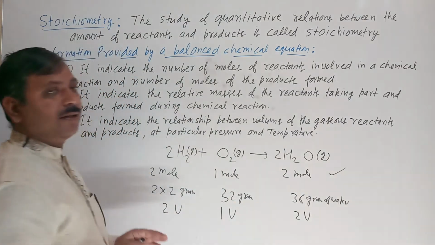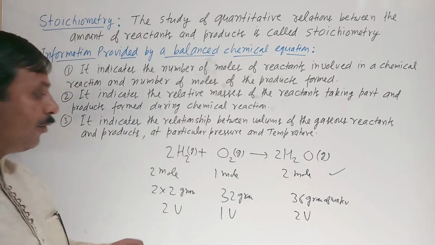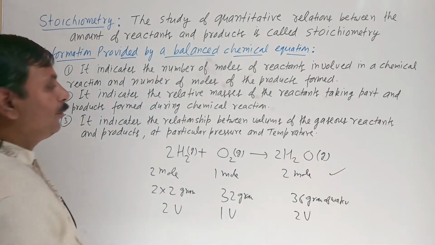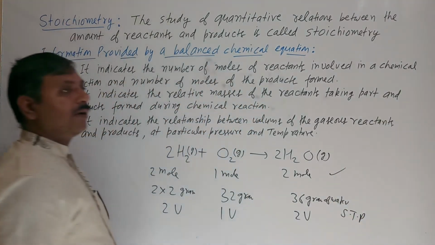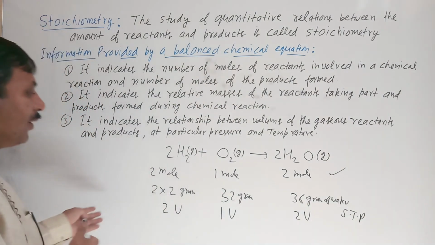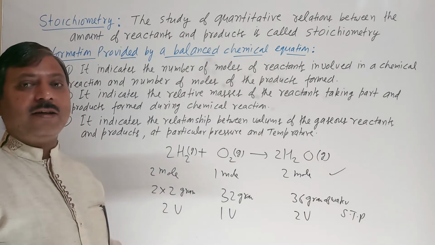Three pieces of information: the number of moles we can find with the help of the balanced chemical equation. We can find the relative masses taking part in the reaction and how much they form. And we can also find, at STP, standard temperature and pressure, or at a particular temperature and pressure, the relation between the volumes of gases of reactants.